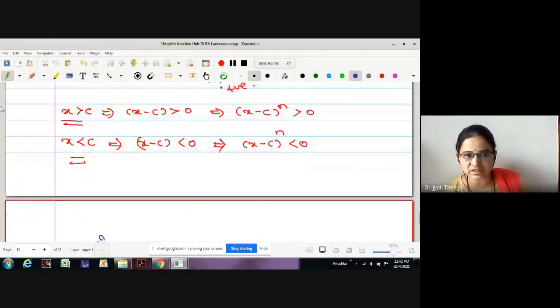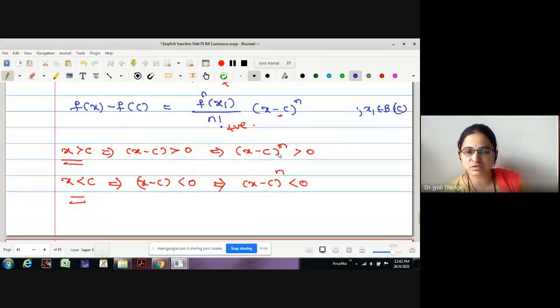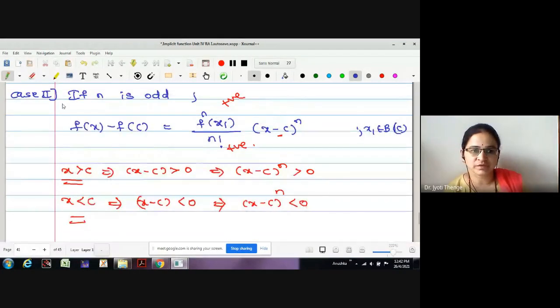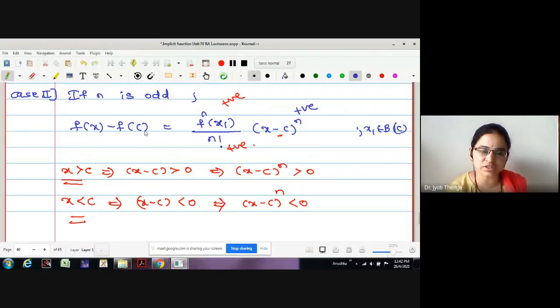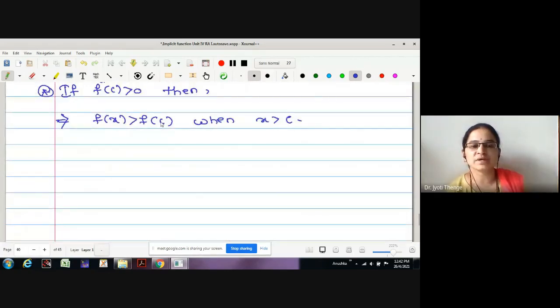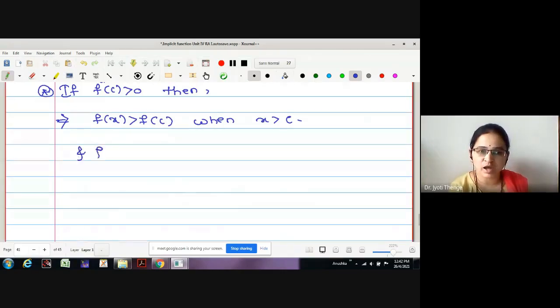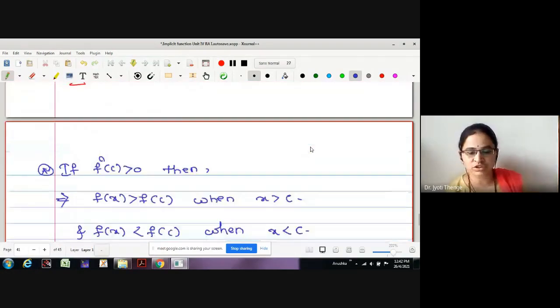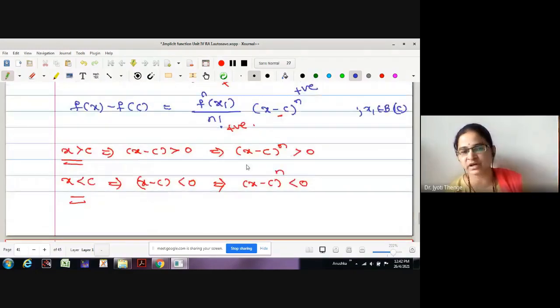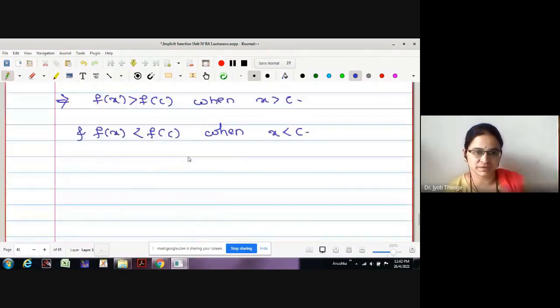Because if x is greater than c, (x minus c) raised to n is positive. This is going to be non-negative rather. Therefore, this is positive, positive, positive. Therefore, this is positive, greater than 0. Therefore, f(x) is greater than f(c). This is what I have written. f(x) is greater than f(c) when x is greater than c. Right? And f(x) is less than f(c) when x is less than c. So the nature totally depends upon the relation between x and c, not on f^(n)(c).